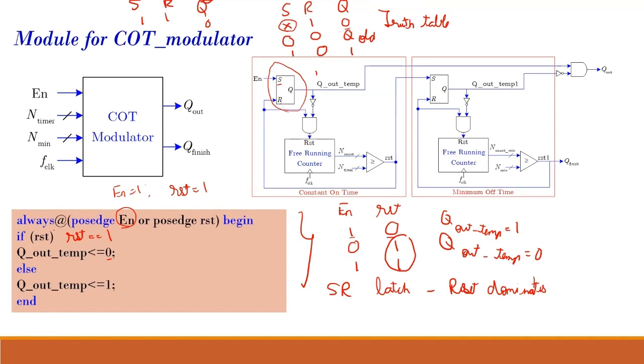Because once it goes over here, it will first check if reset is 1. It will make the value 0 and it will not go into this. That is how we are making it reset dominant. So if my reset is 1, irrespective of S being 0 or 1, my Q will take the value 0. So in this case, R is given higher priority. Yes, it is dominating.